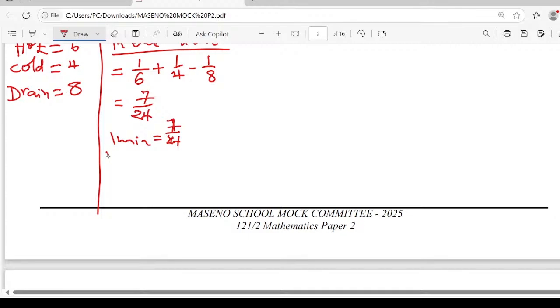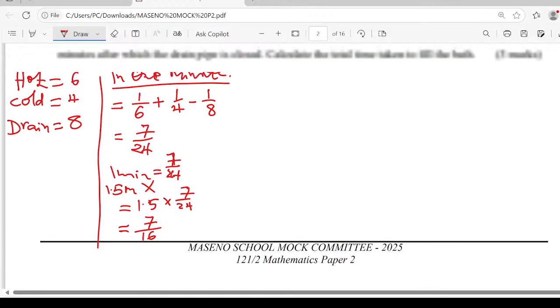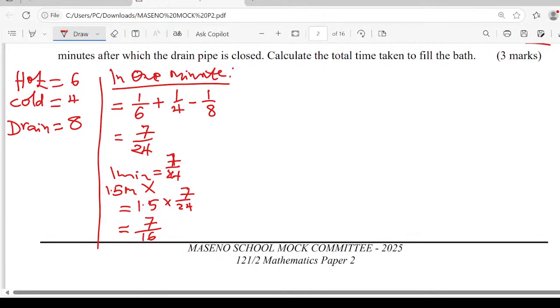So you cross multiply. This is going to be 1.5 times 7/24. Let's work it out using a calculator. 1.5 times 7/24. What are we getting? I'm getting 7/16. So after 1.5 minutes, dear learners, 7/16 would have been filled.